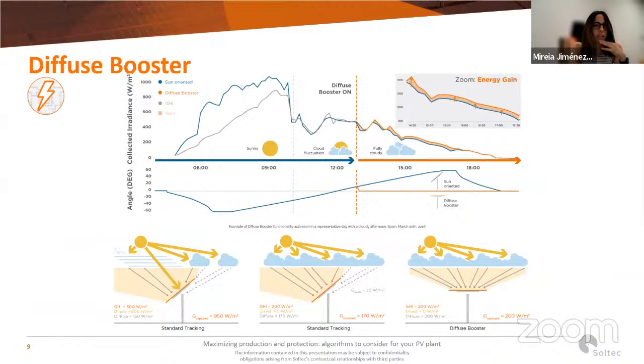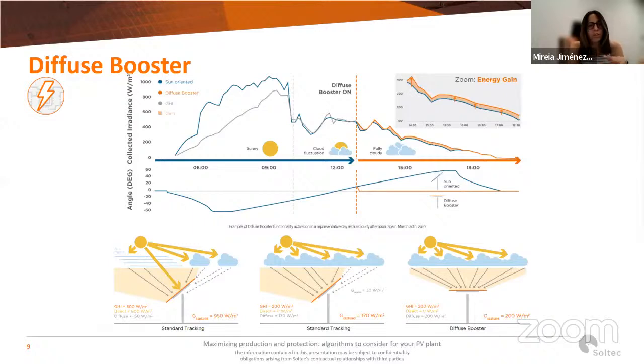Also, with Tube Rayland, we verified our Soltec diffuse booster algorithm. The objective of this algorithm is increasing the production of the PV plant even on cloudy days, meaning when there is more diffuse irradiance. The algorithm, which uses both sensors and weather forecast, moves the tracker to the optimal position that captures the maximum irradiance. This way, the algorithm increases production in cloudy periods by 5–6% depending on the latitude.